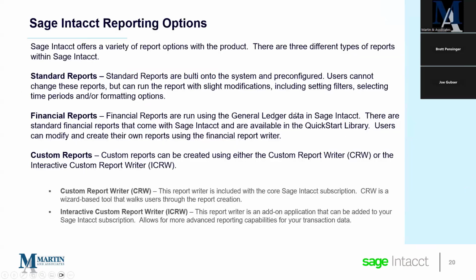Sage Intacct reporting options. So Sage Intacct offers a variety of report options out there with the system. There are 3 different types of reports inside of Sage Intacct. There are standard reports, and these are reports that are built into the system and pre-configured. Users cannot change these reports, but they can run the reports with slight modifications through your filtering and your sorting and your selecting of time periods and things of that nature.